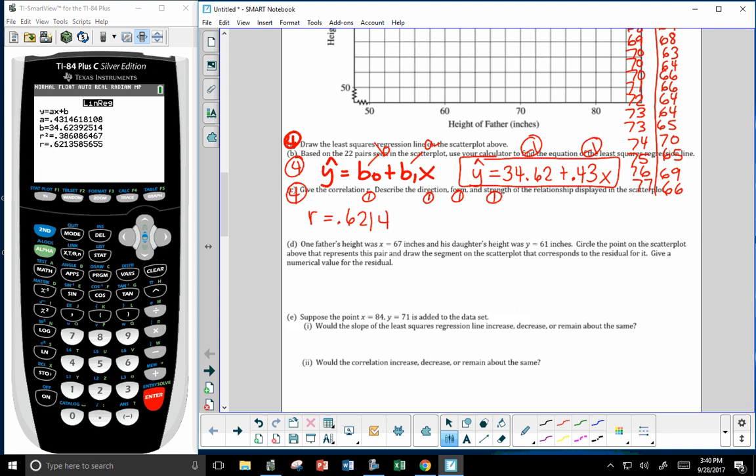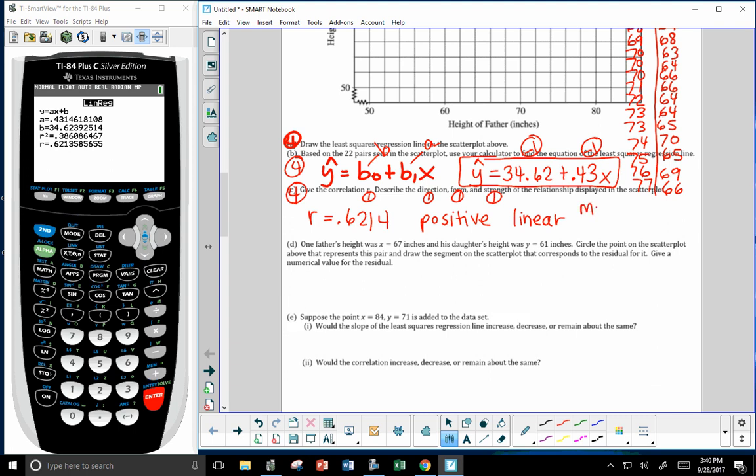So excuse me, you'll notice that the x-axis goes by 2s. So 67 is going to be right here. 61 is going to be right here because the y-axis also goes by 2s. And so that corresponds to this point right here, okay? So that was worth 1 point. I don't think anybody got that wrong, but here's the part that people did get wrong. So circle the point, that was worth 1 point.